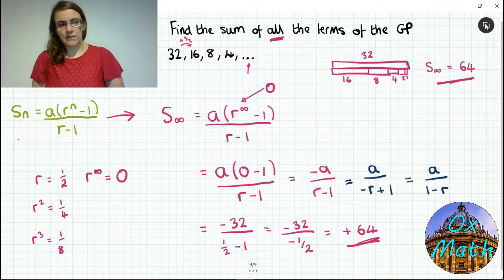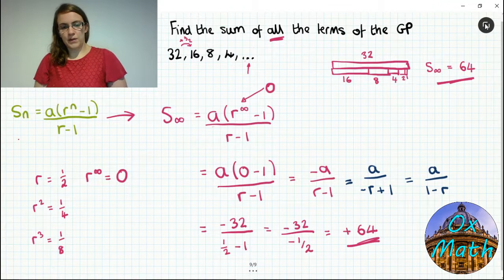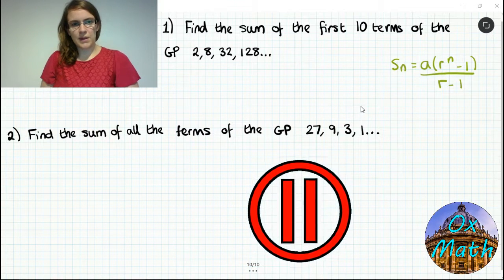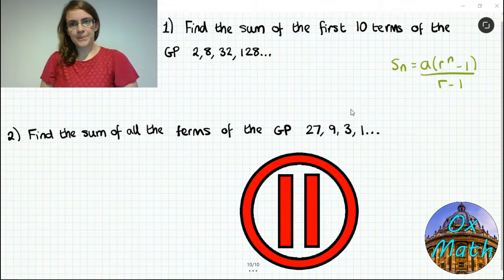Now whether you want to rearrange and then plug your numbers in, because this would have given us the same, we would have ended up with plus 32 divided by plus a half, which is still plus 64. Whether you want to do it that way or plug your numbers in and work it out is up to you, but either way is possible. So pause the video and have a go at working out these questions to check your understanding.